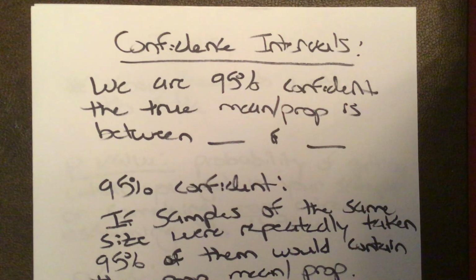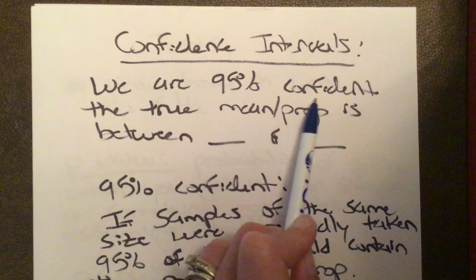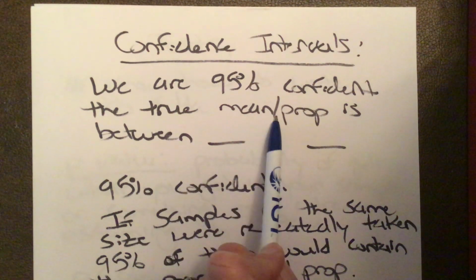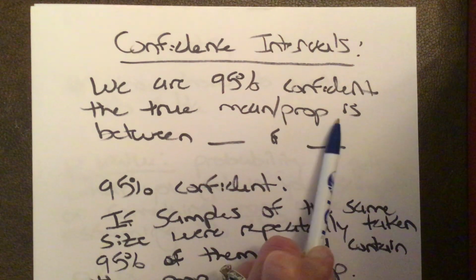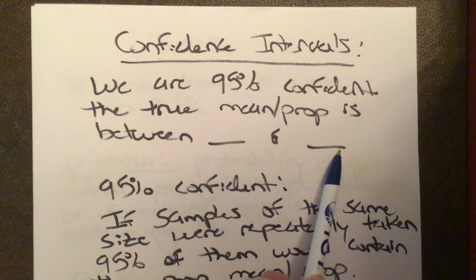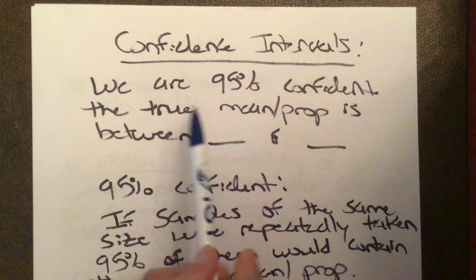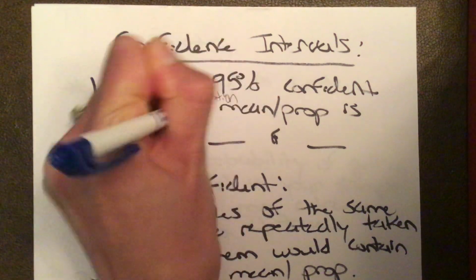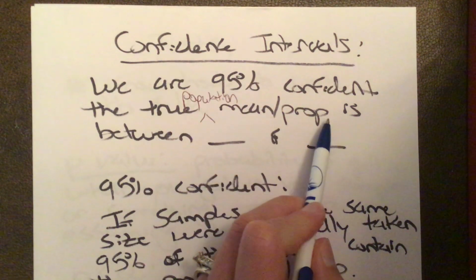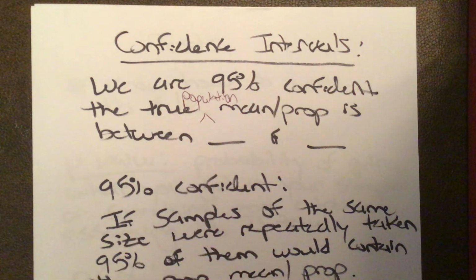So just remember the interpretation is always, I'm using 95% as an example, it doesn't have to be 95: we are 95% confident that the true, whether it's a mean or a proportion, or it could be a difference in means or difference in proportions, is between whatever and whatever. So it's always about the population. If it helps, you can write the word population in there, that the true population mean or proportion. That's the goal of a confidence interval, to estimate something about the population.